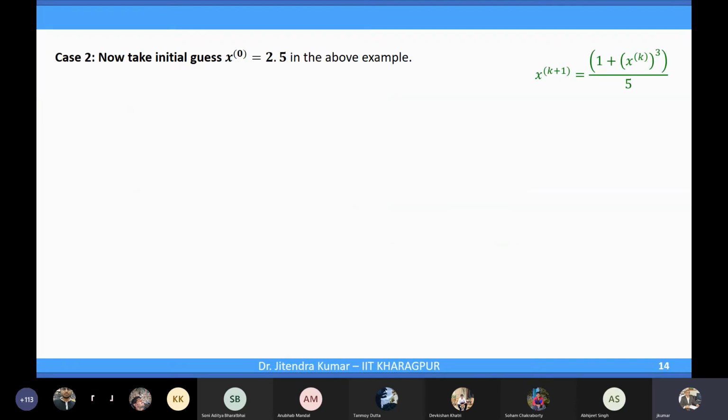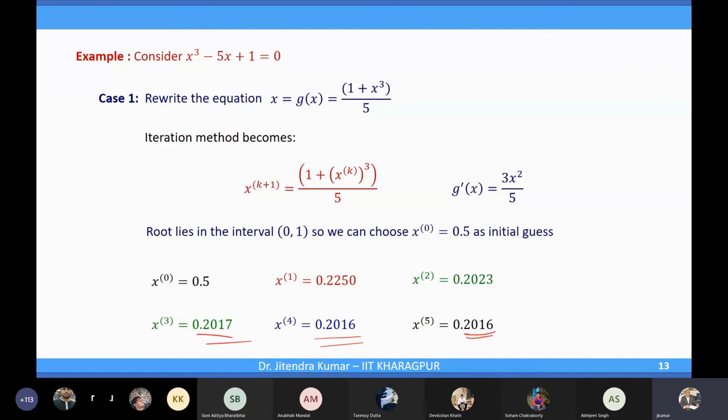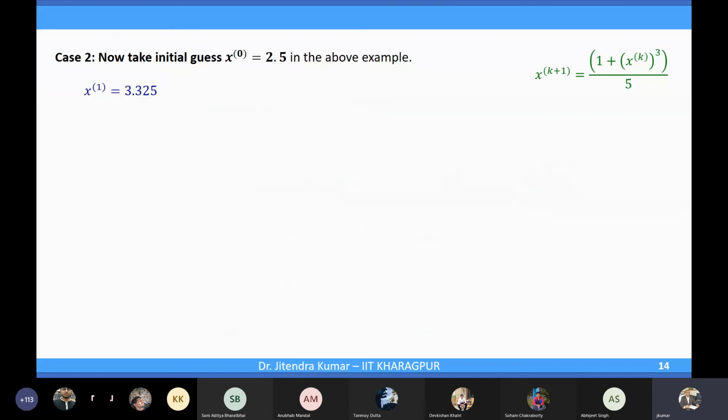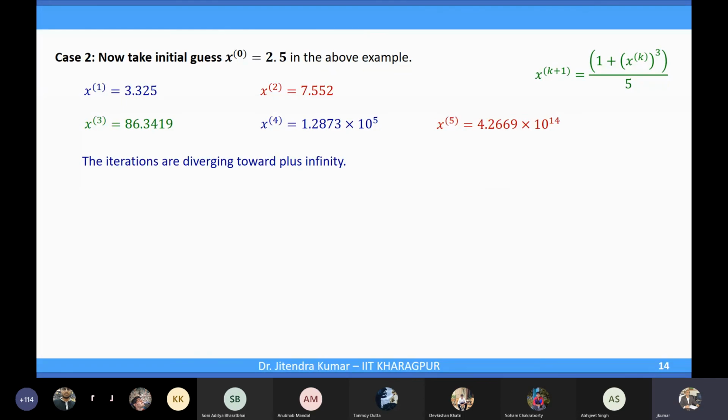So if I take initial guess 2.5, for example, in this above problem, there is a risk because you have here 3 by 5 and x square. Now you have taken an initial guess where this g prime x is more than 1. So we are not sure whether it will converge or not. So we try, and actually it is not converging.